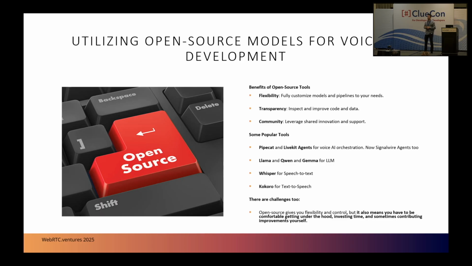I don't need to explain it in this room, but obviously it has a lot of benefits: flexibility, transparency, community, all that. Some popular tools we have used for real-time voice AI, and I will show the demo later that uses some of these, are Pipecat or LiveKit agents. Those are some open source frameworks you can use to orchestrate agents. I know SignalWire agents also have one that I still need to experiment with. You can use that to decide which models to use.